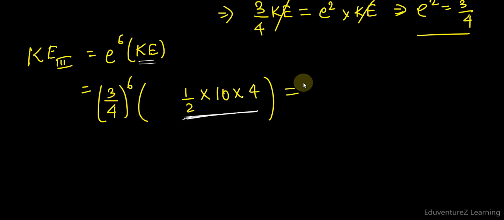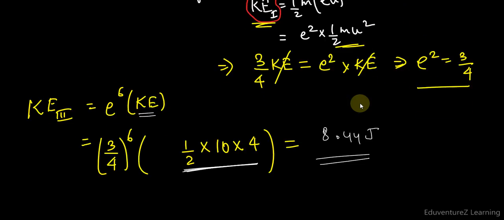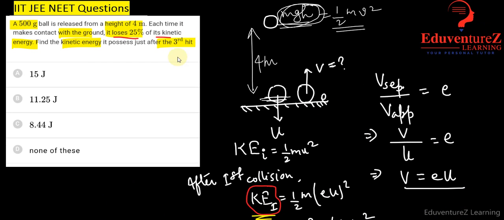Now when we solve this, we get the value as 8.44 joule. So after the third hit, the kinetic energy is 8.44 joule.